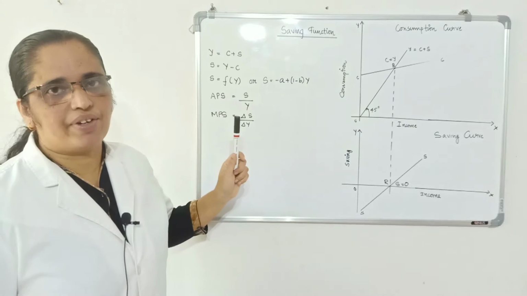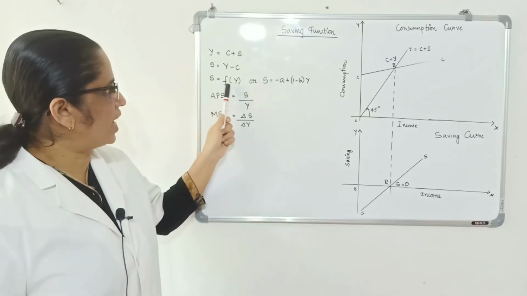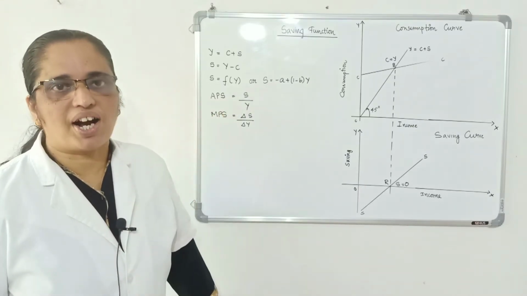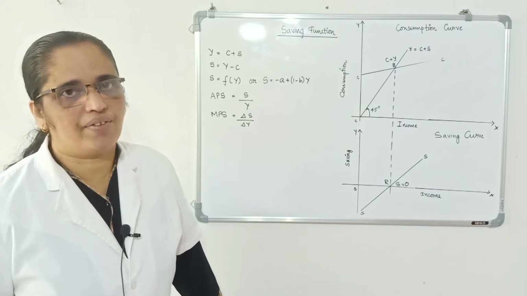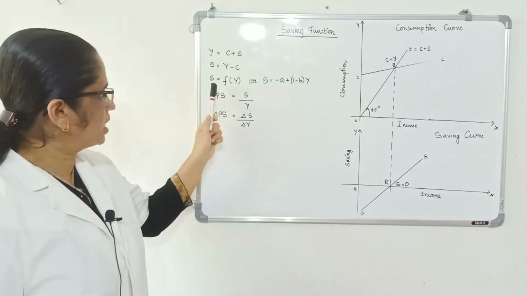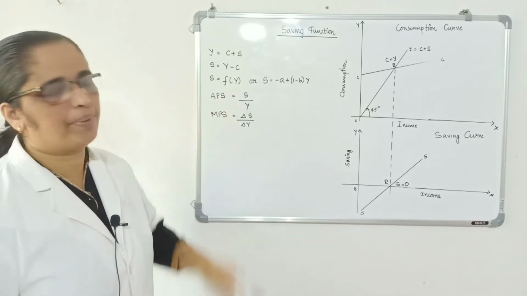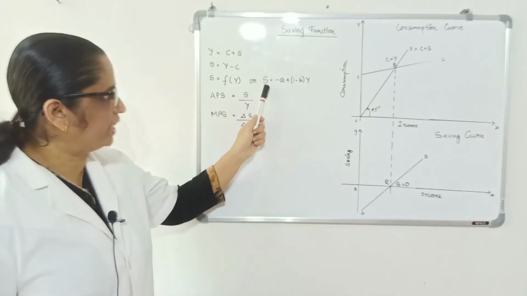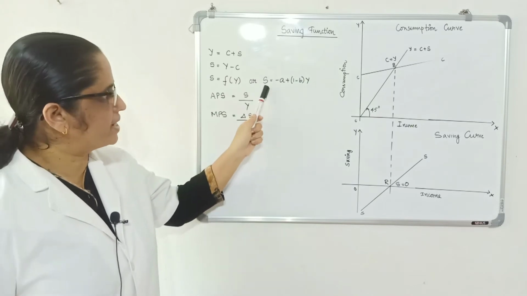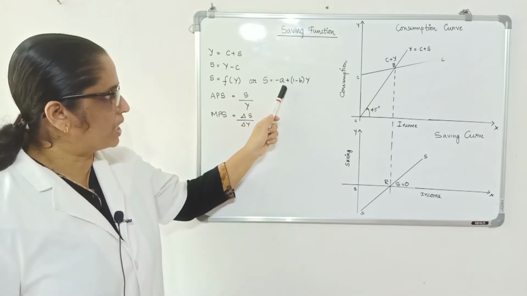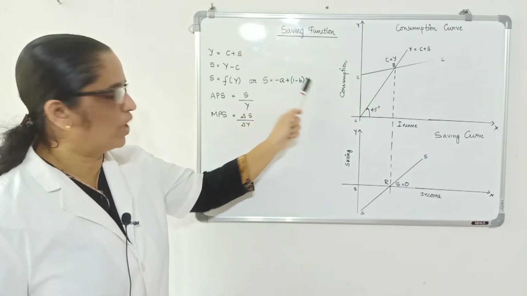What do you mean by saving function? Saving function expresses the functional relationship between saving and income. Saving is a function of income. S is a function of Y. Or we can write it in the form of an equation: S is equal to minus a plus (1 minus b) into Y.